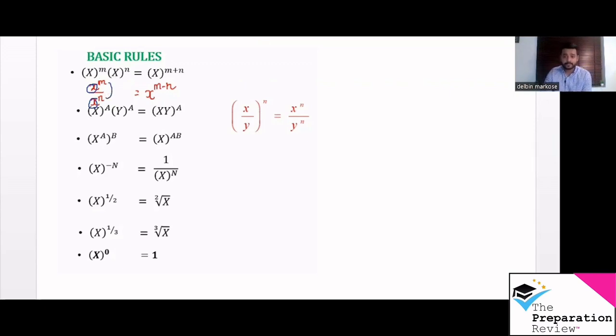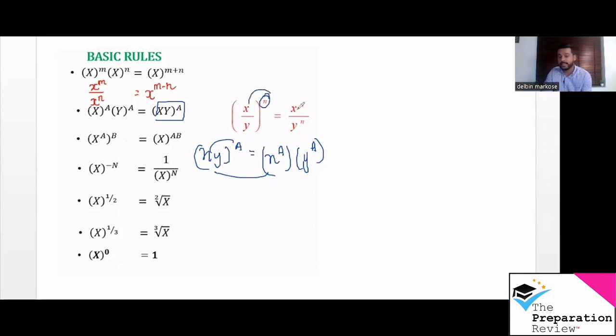Now the third one, distribution. Whenever we get x times y raised to a, I can distribute this exponent, so it will be x raised to a times y raised to a. Same thing for division also. For x by y raised to n, I can just distribute this n, so it will be x raised to n divided by y raised to n.